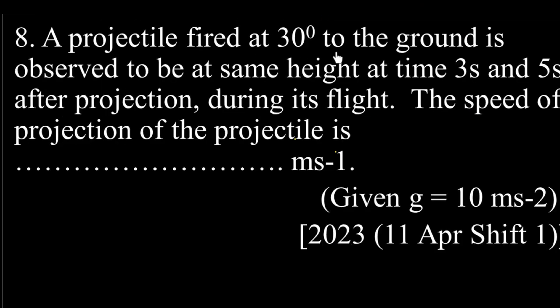A projectile fired at 30 degrees to the ground is observed to be at the same height at time 3 seconds and 5 seconds after projection during its flight. The speed of projection of the projectile is.